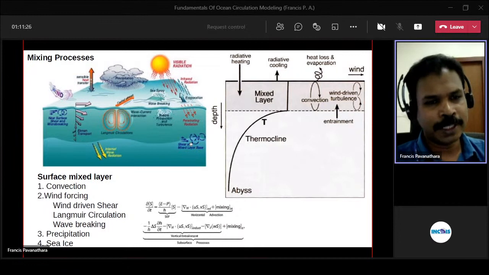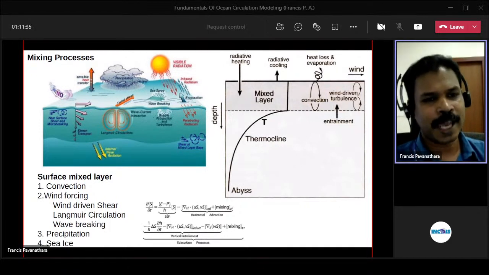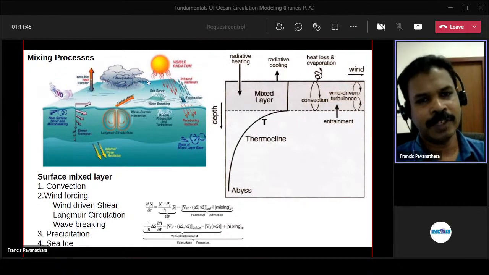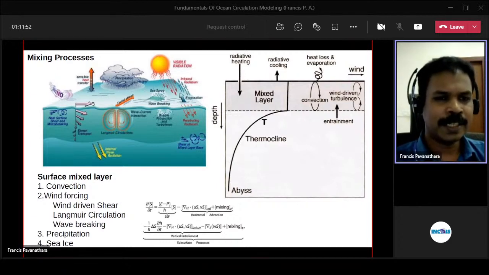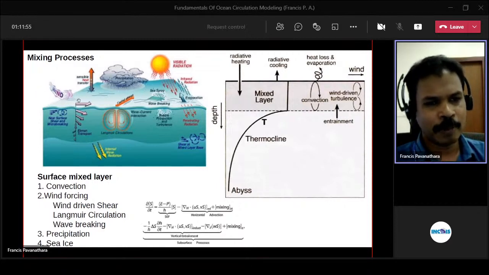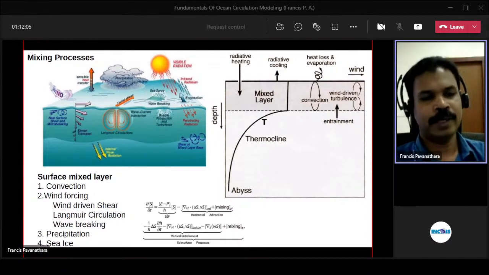See, this is a beautiful picture which summarizes the major mixing processes happening in the ocean. If you look at it, there are two parts in this one. One is wind, another one is the solar radiation. In the previous part, when we discussed the importance of wind, we said wind is giving momentum to the ocean and it starts pushing the waters to move. Is that all wind is doing? No. Wind is doing much more than that. That's what we are trying to understand in this part.